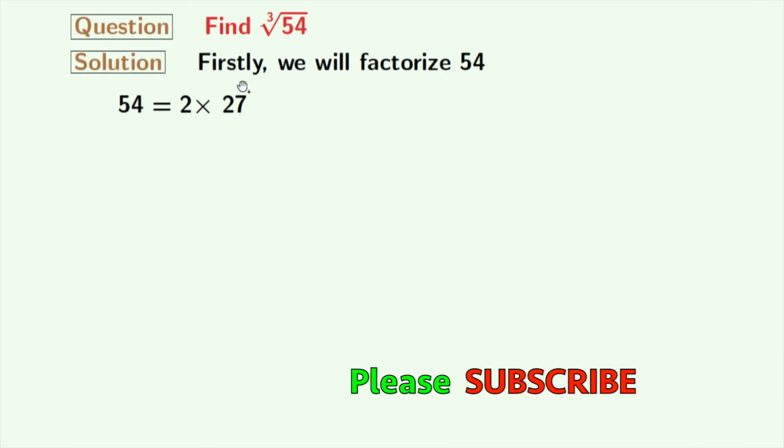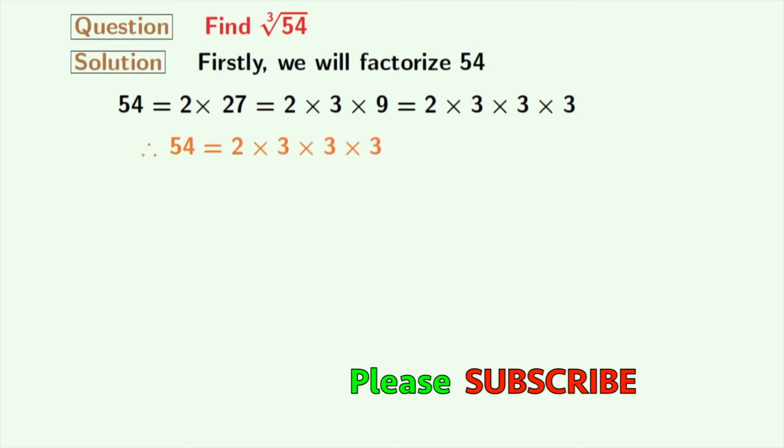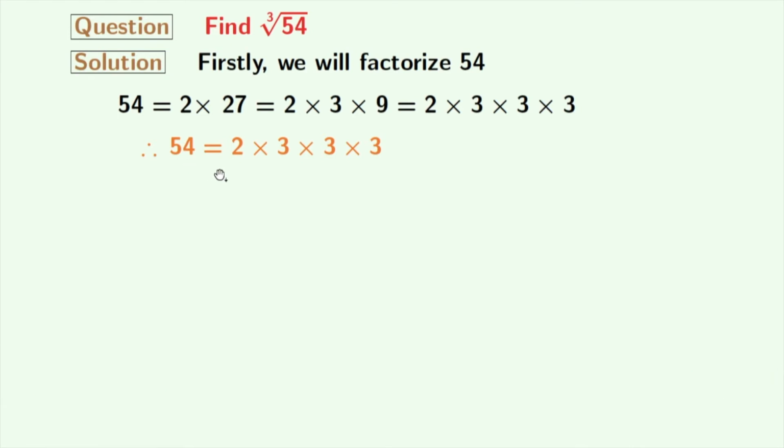Now we will factorize 27, and this is divisible by 3, and we get 27 is equal to 3 times 9. As we know that 9 is equal to 3 times 3, so we will take it. Now finally we get 54 is equal to 2 times 3 times 3 times 3.